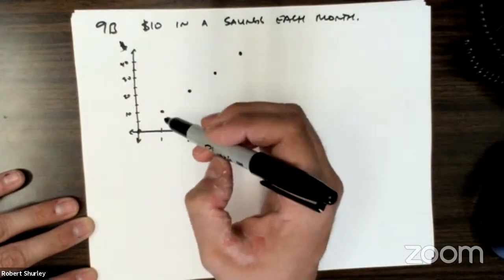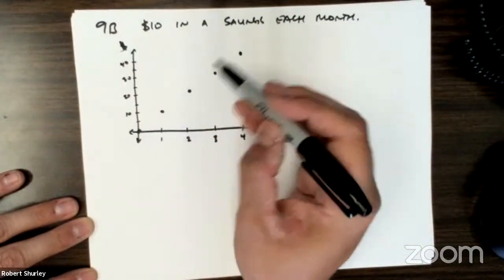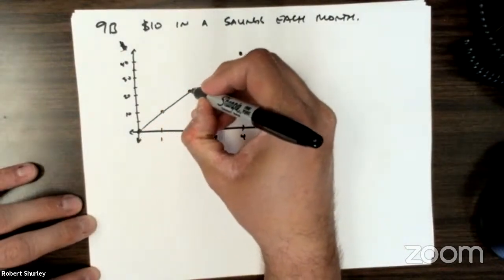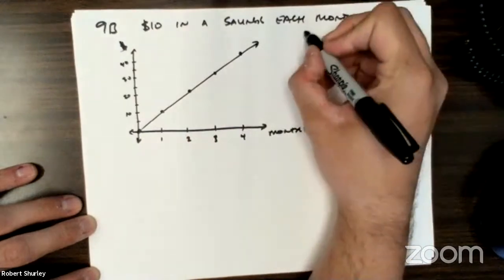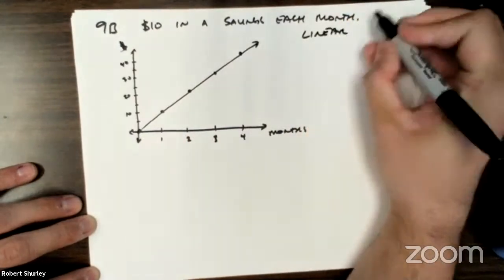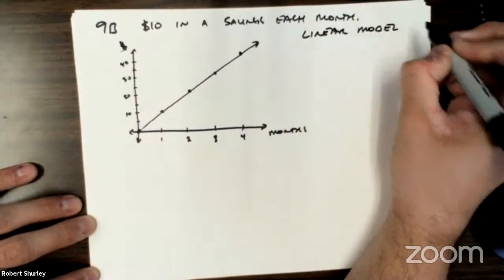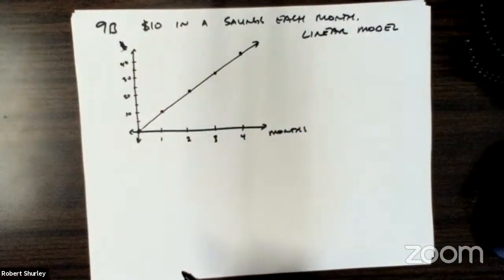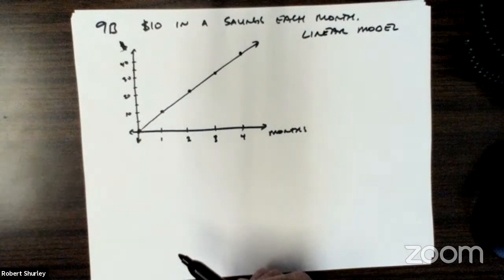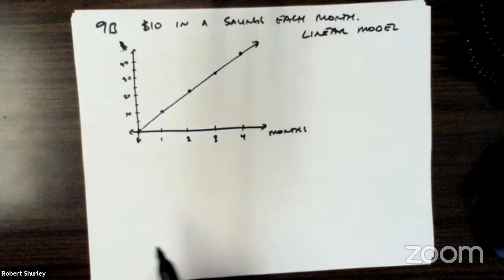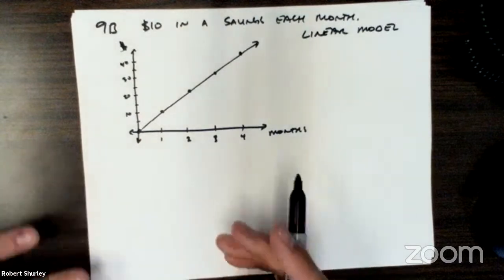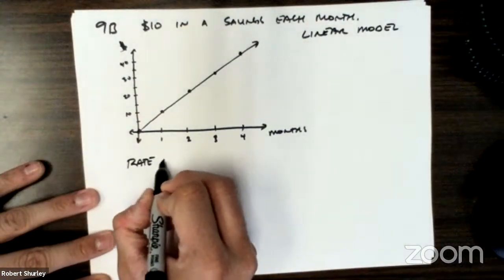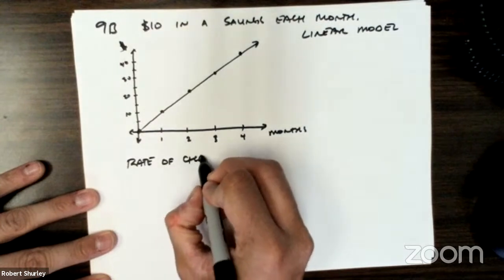Each month, we're putting in $10, so therefore we're going up $10 a month, creating a nice linear graph. That's where this section comes from. This is a linear model. Linear because it's a straight line. And with that straight line, we can actually find its rate of change, which is also known as a slope. So you're going to hear the words rate of change and just realize it's slope.